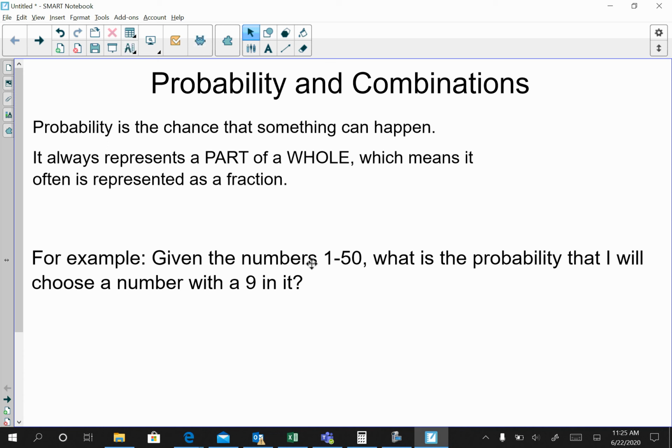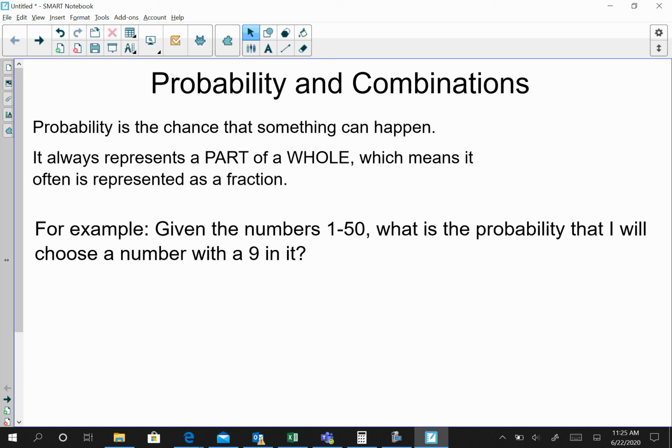So it always represents a part of a whole, which means it's usually a fraction in the math world. It could be a decimal, it could be a percentage, but it's always a part of a whole. Even that 70% is part of the 100% that exists. So some of them are very straightforward. Some of them you have to use a little bit of logical reasoning. Let's give them a try.